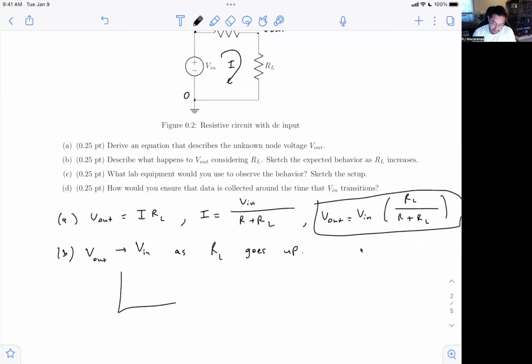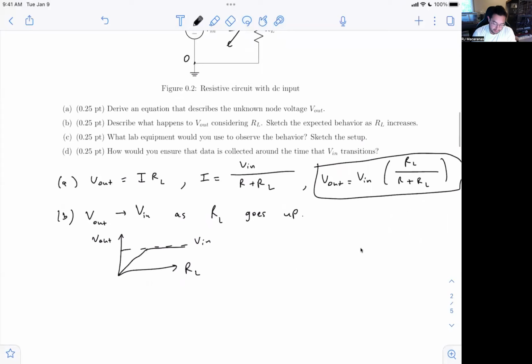If we were to sketch that, we've got RL increasing there, and we're looking at Vout, and at some point it approaches Vin, at which point it's going to start asymptotically approaching it. It's going to make very little difference how much it goes up. But it'll never quite get there, right? We still have this R term in the denominator, unless R was 0.